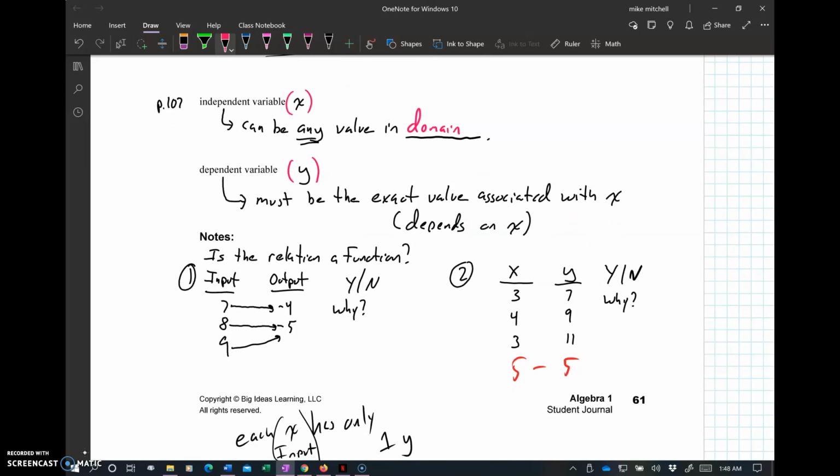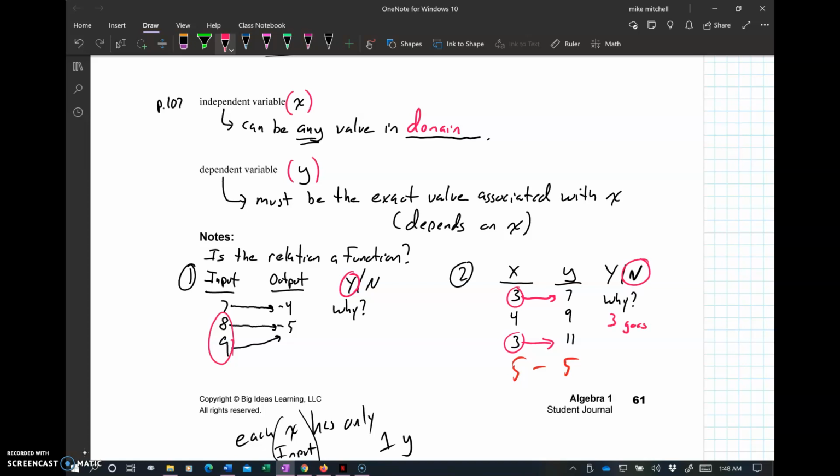This one, notice we've got two inputs going to the same output, and that means absolutely nothing. That's perfectly fine. Multiple inputs can go to the same output. Is this relation a function? Yes, it is. Everything's fine. This one over here, I got 3 going to 7, and I got 3 going to 11, so I have these two 3s. That makes it a no. It is not.